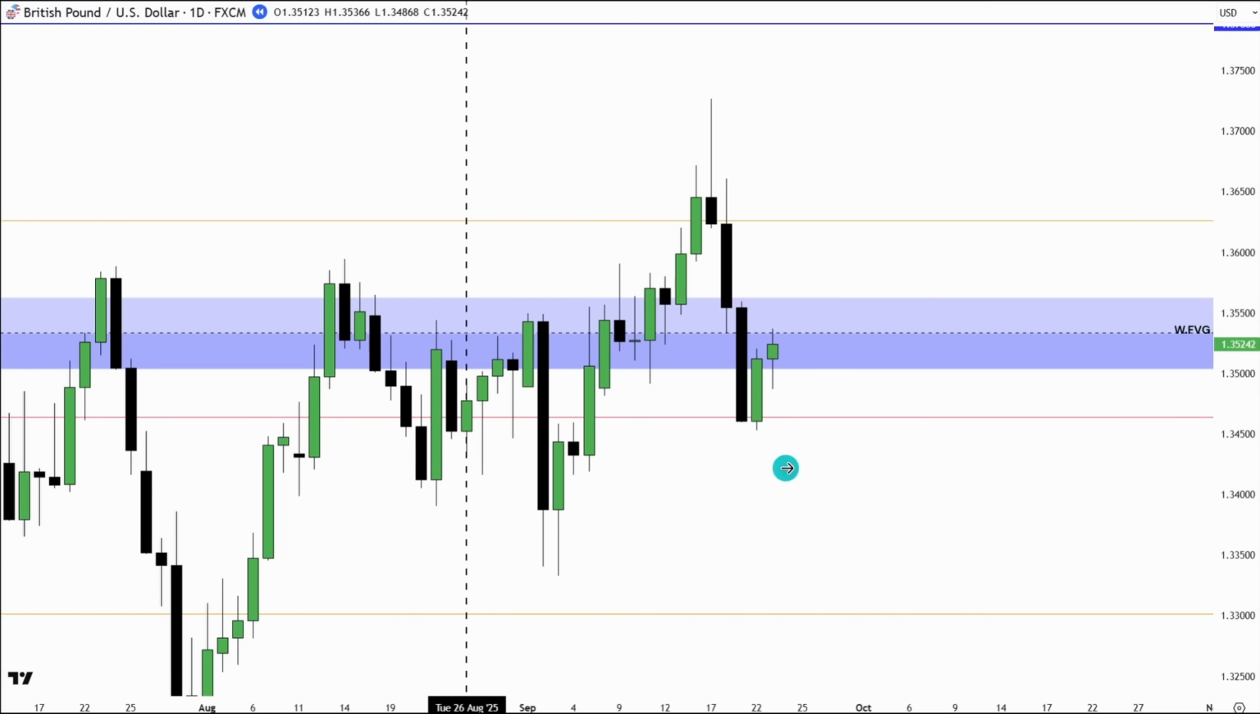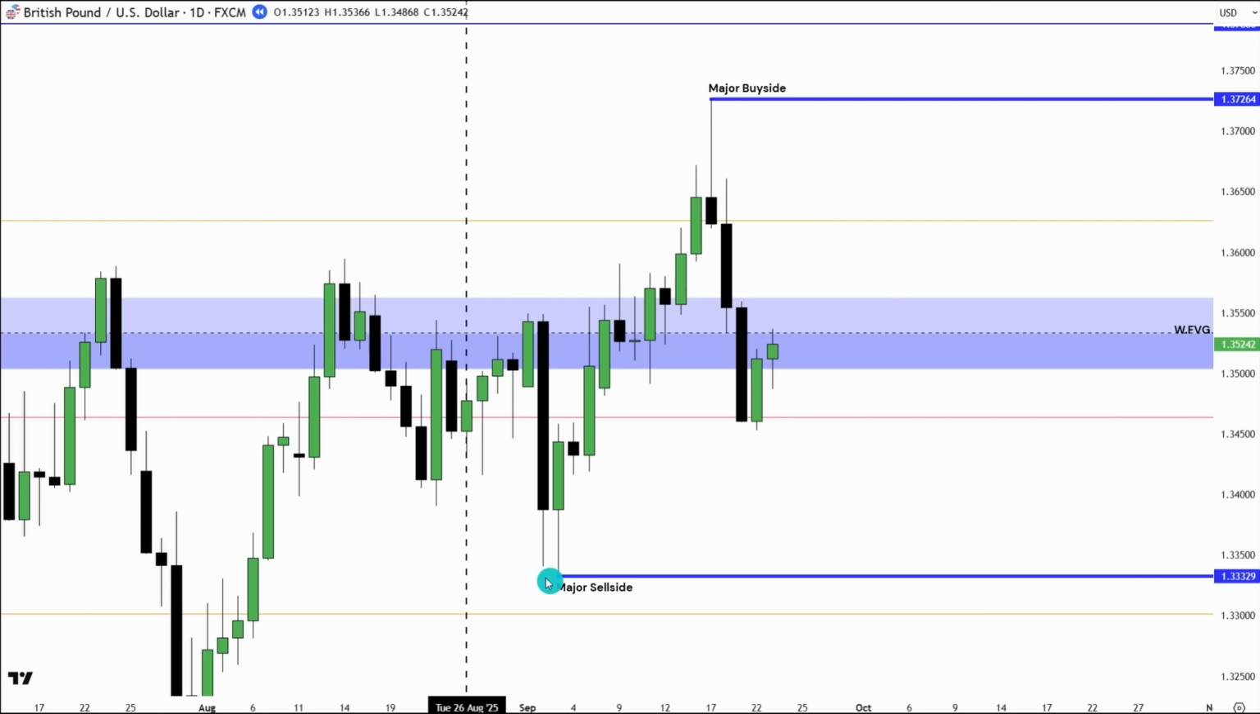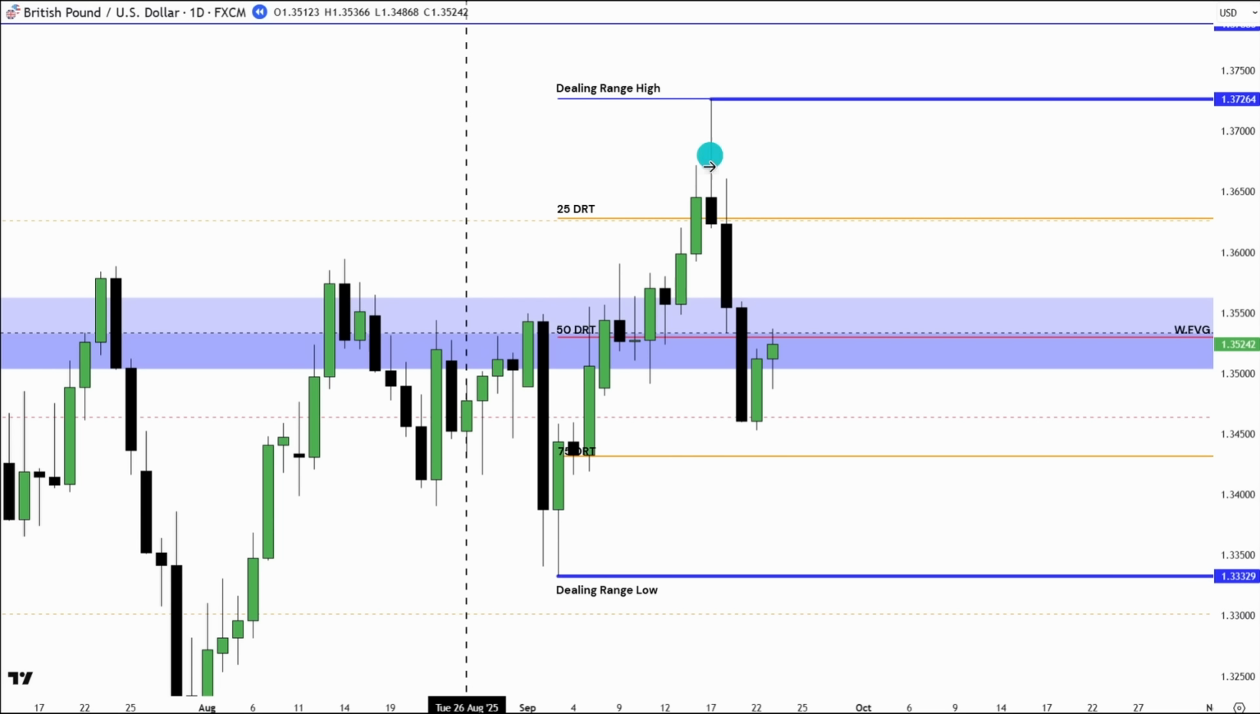Now, what I want to do is I want to mark out the highest high and the lowest low in the last 20 days to see where my major buy side and my major sell side liquidity pools are. And we can see that above this high would be our major buy side liquidity, and below this swing low down here in the last 20 days, this is our lowest low. This is where major sell side liquidity is going to reside. Now, this forms a dealing range here. We can grade this entire range with our DRT levels.